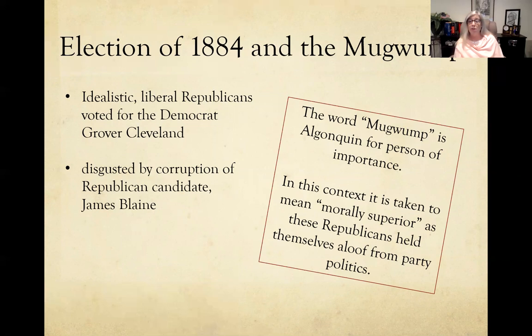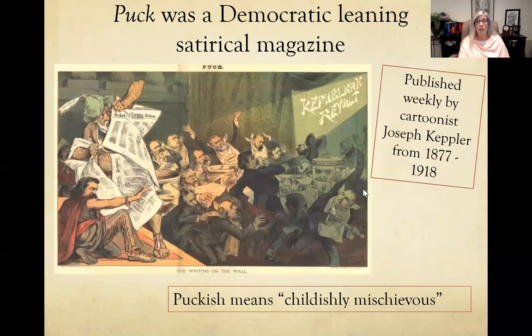So again, notice our definition here of a mugwump. This is where you got the Republicans who are disgusted by the corruption, who will vote for the Democrat in the election because they view Grover Cleveland as the more honest of the candidates. So they're still Republicans, but they're voting for Grover Cleveland on more of a moral issue in this election of 1884. So Grover Cleveland becomes the new president.